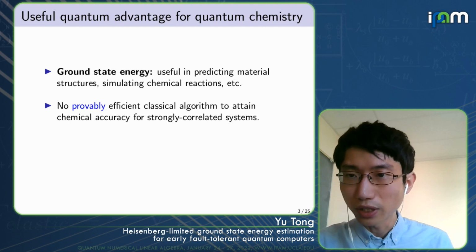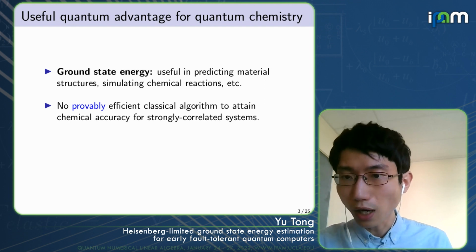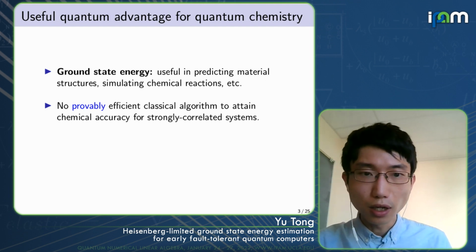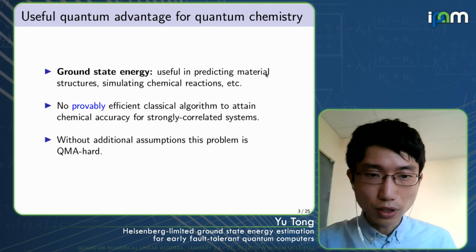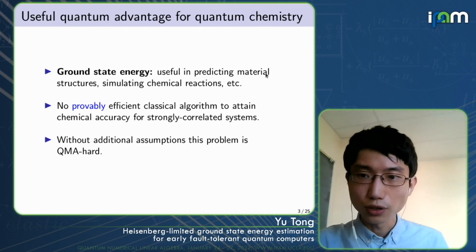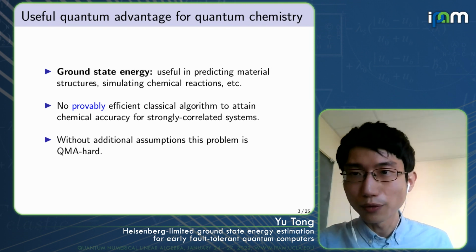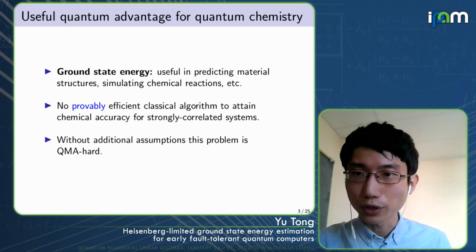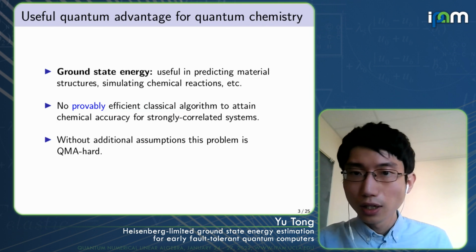However, this problem in its original form might be too hard even for a quantum computer. This is because we know that without additional assumptions, this problem is extremely hard. So there isn't much hope of solving this problem in polynomial time on a quantum computer either.